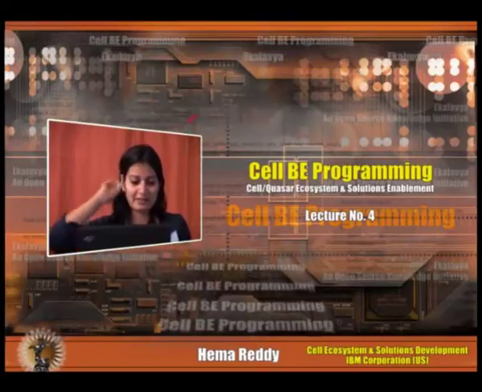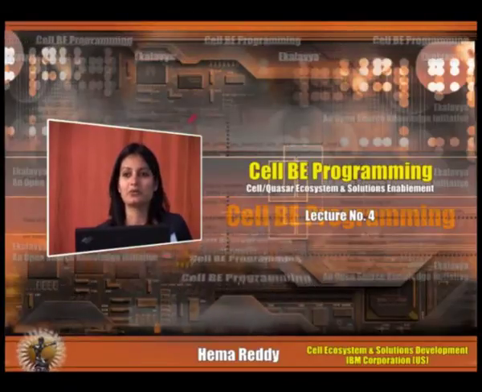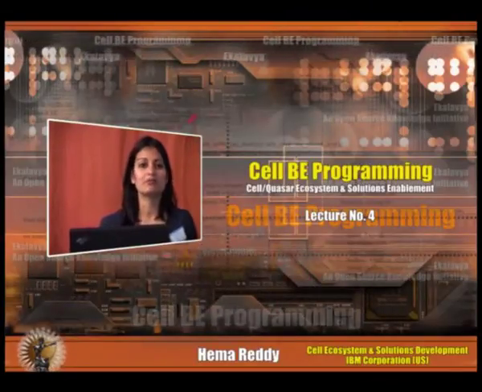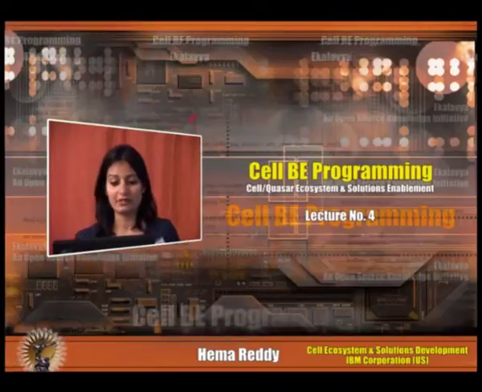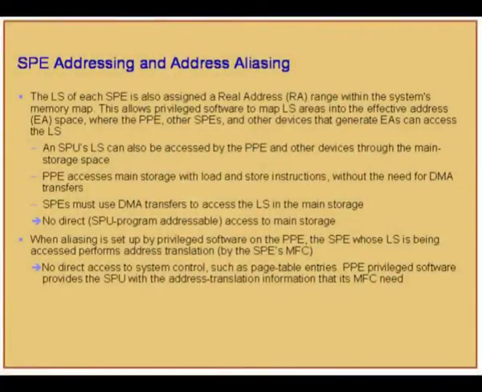So as we covered earlier, there is no direct access from the SPU to main memory. SPUs cannot directly address main memory, it's via DMAs only. When aliasing is set up, then whatever SPE's local store is being aliased into the effective address space, that SPE will do the address translation. But normally by default, there's no address translation, there's no visibility to main storage apart from DMA accesses.